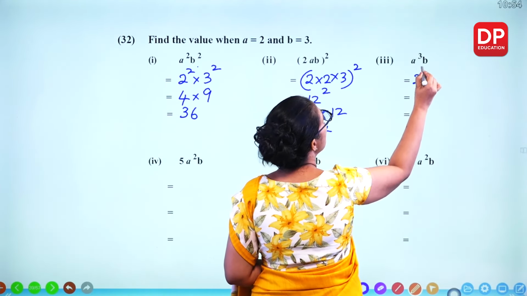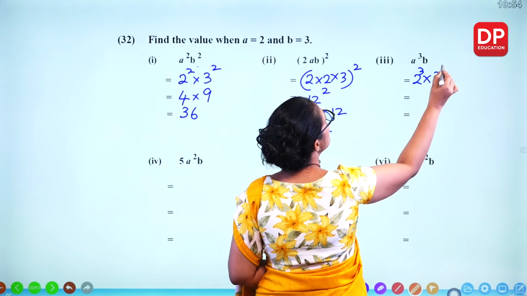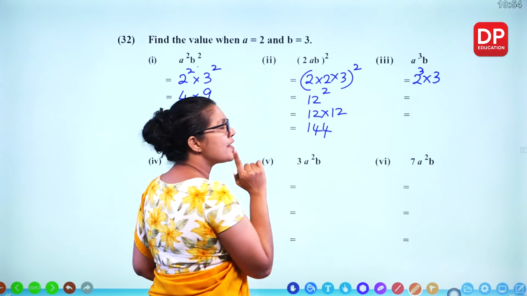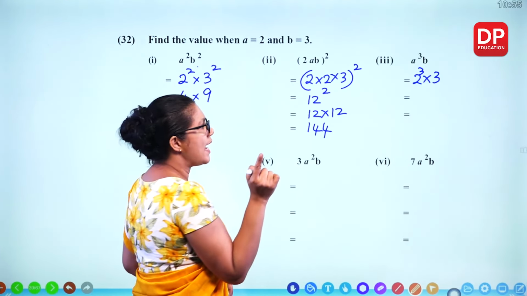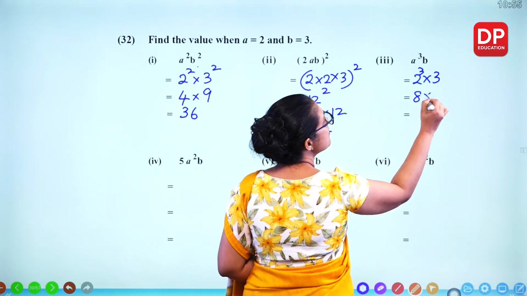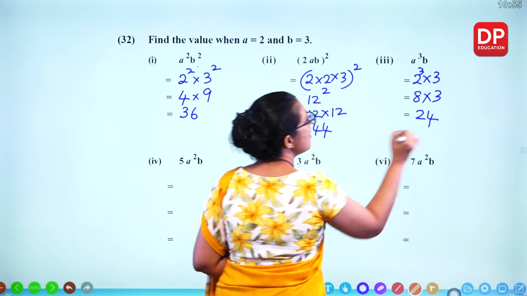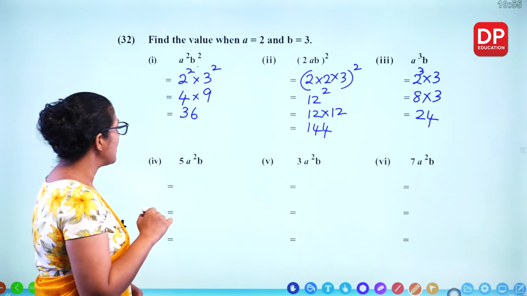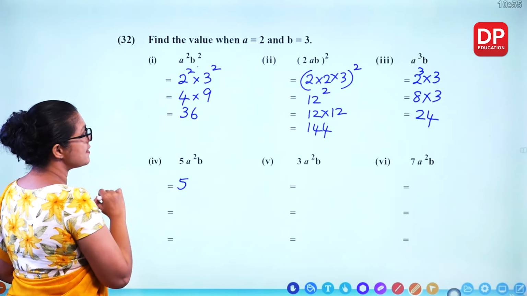A to the power 3. That means 2 to the power 3 and 3 to the power 1. 2 to the power 3, 2 times 2 times 2, 8. 8 times 3, 24.